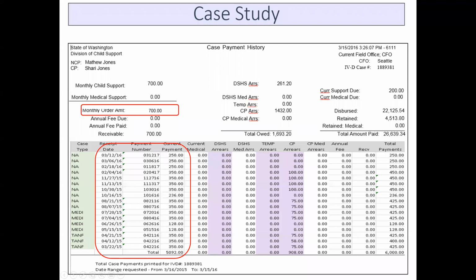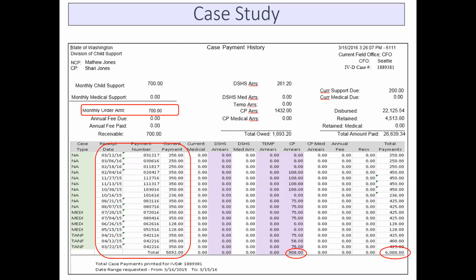You do have to make sure though, if a resident is eligible for arrears, which means at some point in time they weren't being paid their full monthly order amount, and so there's back pay that's due to them, that amount is counted as well. And the way you see if arrears are due is right here where it says CP arrears, the $1,432. That tells you not only is this person eligible for $700 a month, but there's also this $1,432 that they could be paid as well.